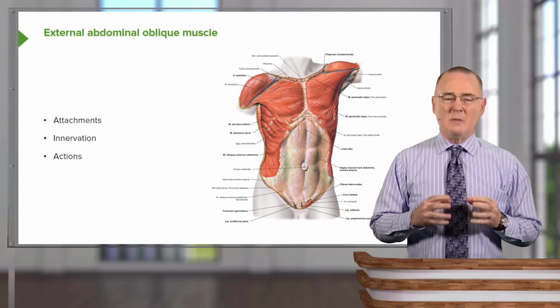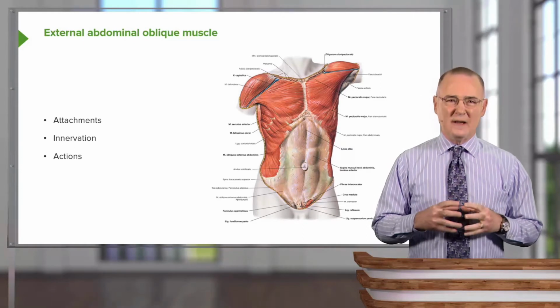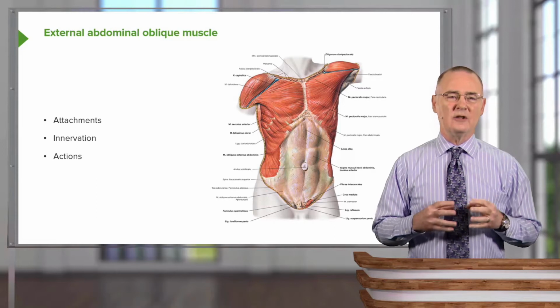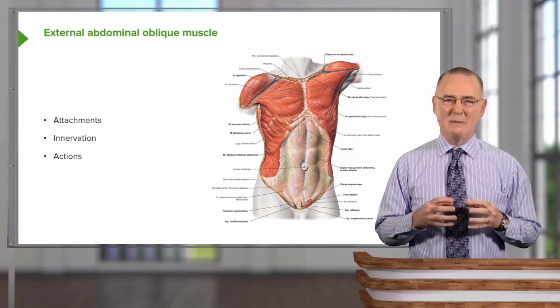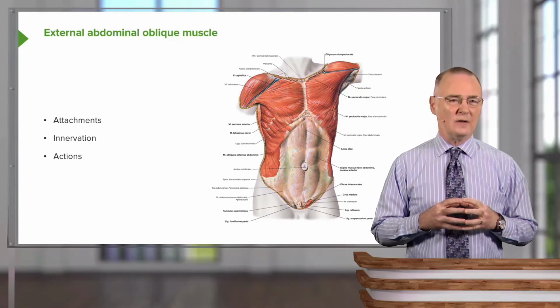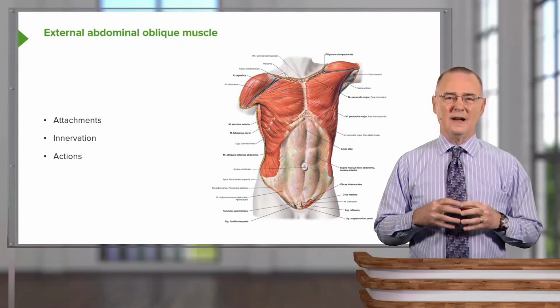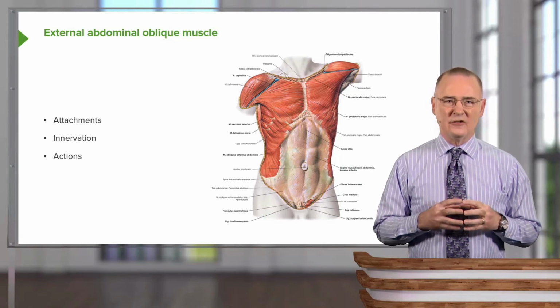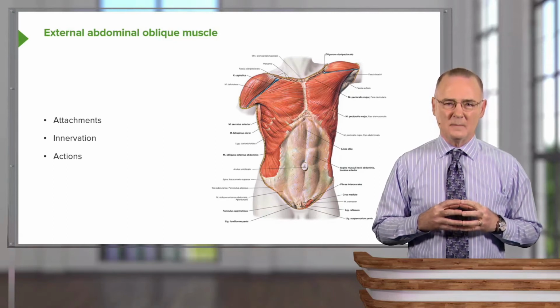Let's take a moment to look at each one of these muscles individually. And when we do so, our interest here will be on describing the attachments of the muscles, their innervation, and their actions. So our first stop will be the external abdominal oblique.